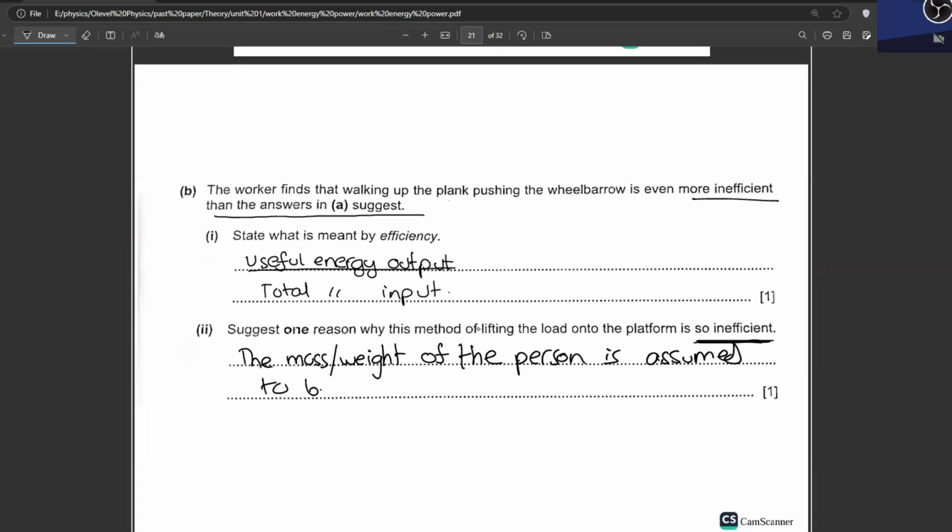To be negligible. However, if we consider the mass of the person or weight of the person, then this process will get even more inefficient, because then we will also have to do some work done to move this person up the platform. Let's move on to the next question.